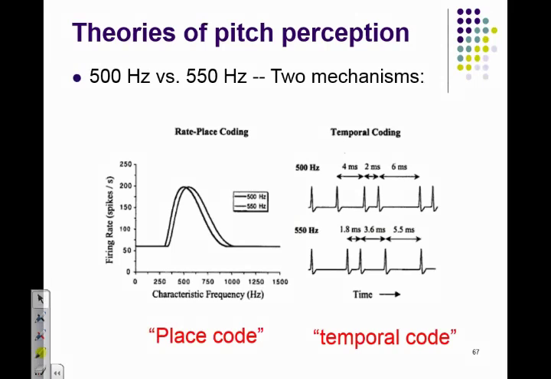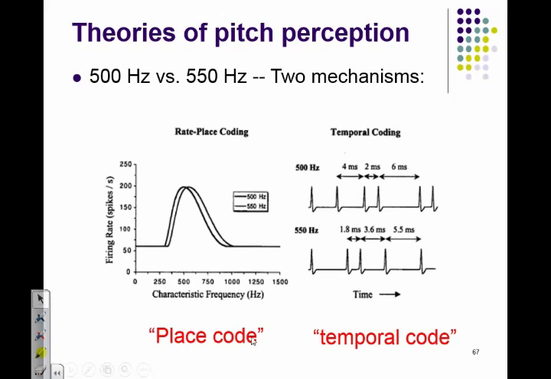Okay, here are the two theories of how we perceive the pitch. Here are, for example, two sounds, 500 Hertz and 550 Hertz. You hear the difference? How do you hear the difference? There are two ways that the brain could do that, and let's see which one is true.